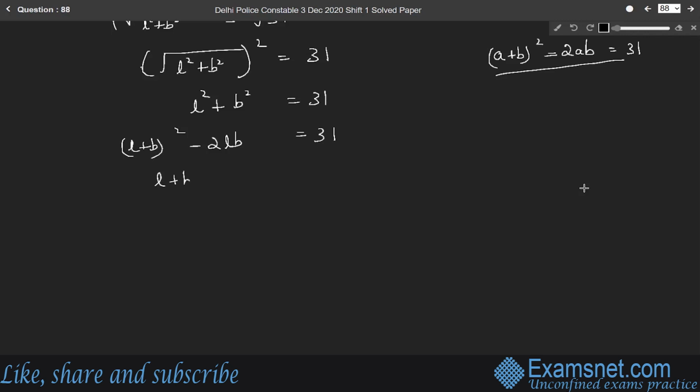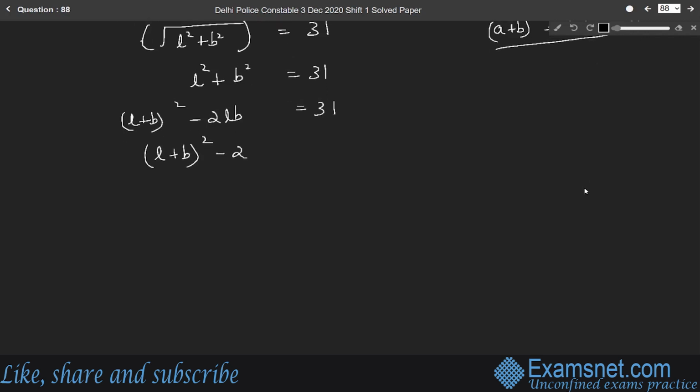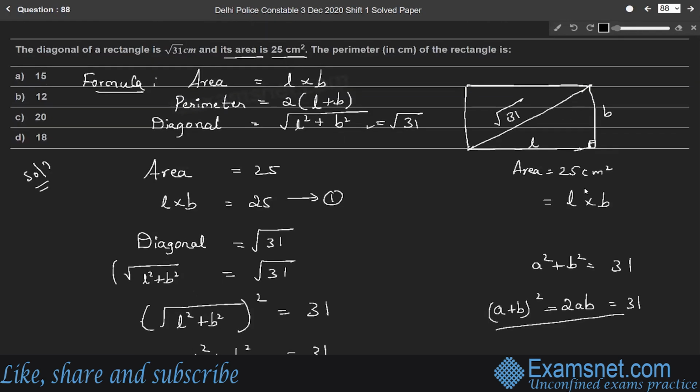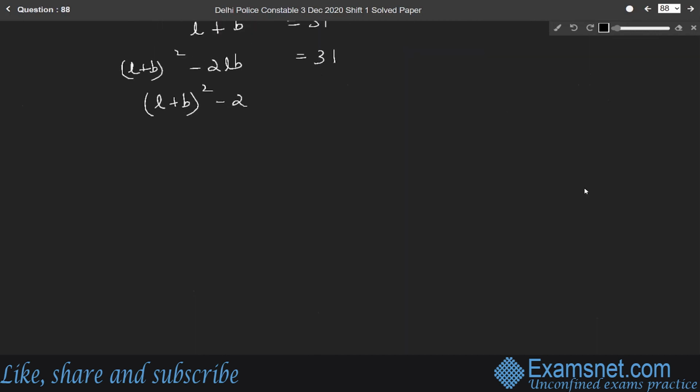So L plus B whole square minus 2 times L into B, length into breadth, which is the area of the rectangle, which is 25 from equation 1. So 2 times 25, and L plus B whole square is equal to 31 plus 50, which is 81. Right? Therefore, L plus B is square root of 81, which is 9. Length plus breadth is 9.